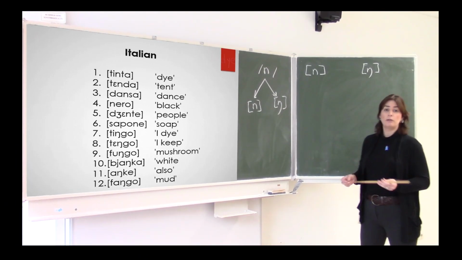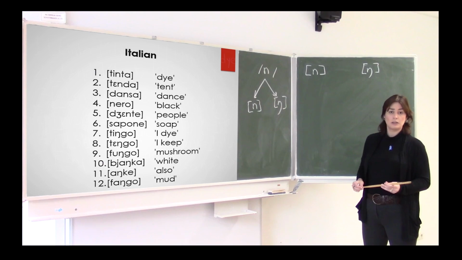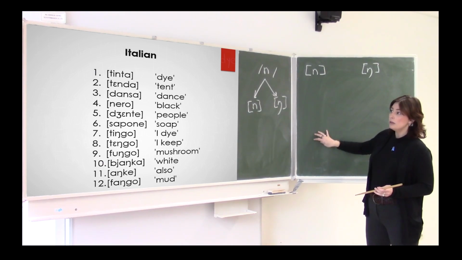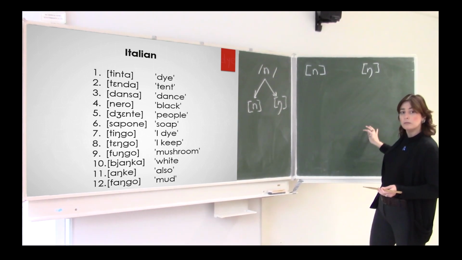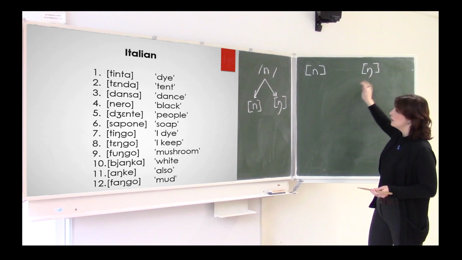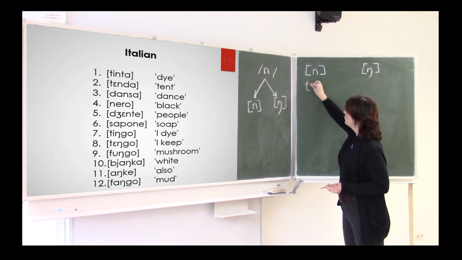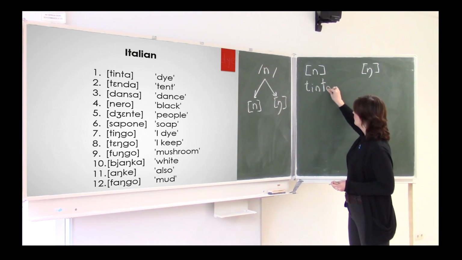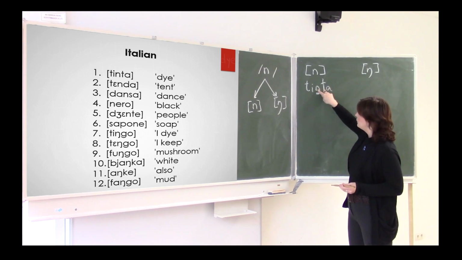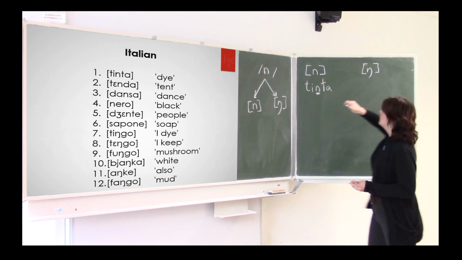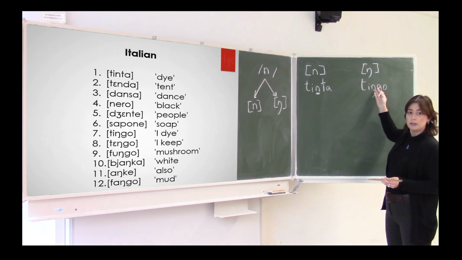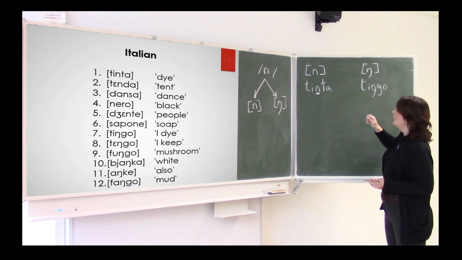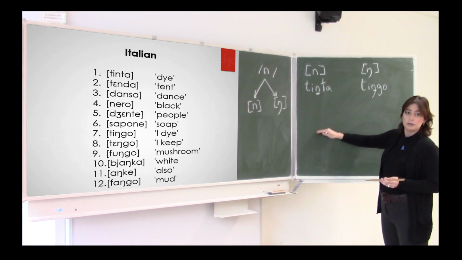So this is how we go about finding out what the distribution of these sounds is. I'm going to put in this column all the instances in which I have this sound, and I'm going to put in this column all the instances in which I have this sound. For example, number 1, tinta, would be here, because this is my alveolar in my alveolar column. Now, number 7 will be here, tingo, because I have here my velar. And I go on with all the other words.